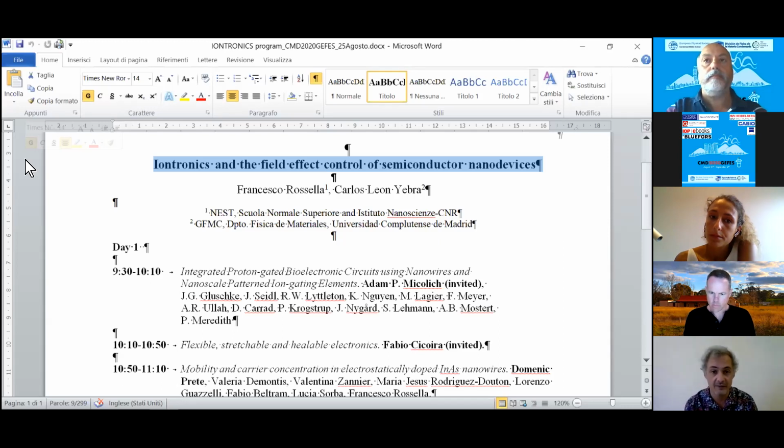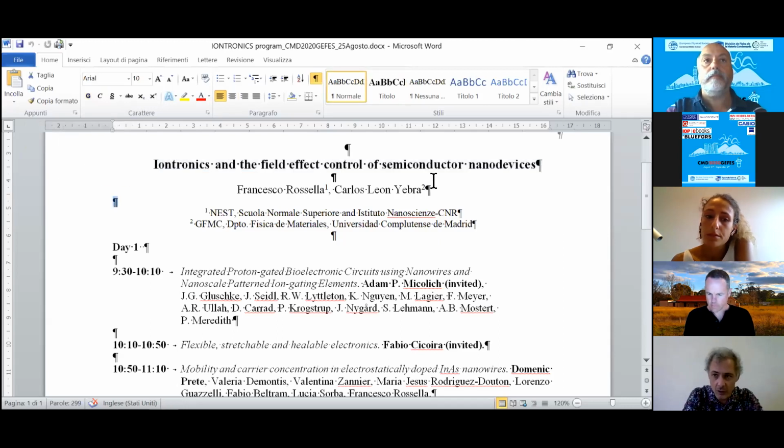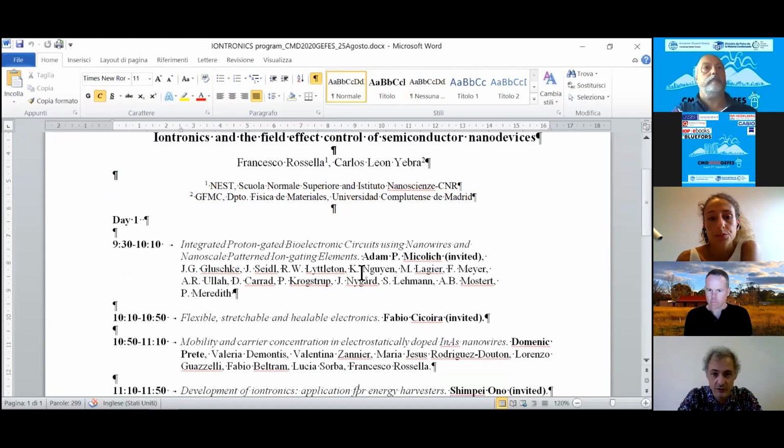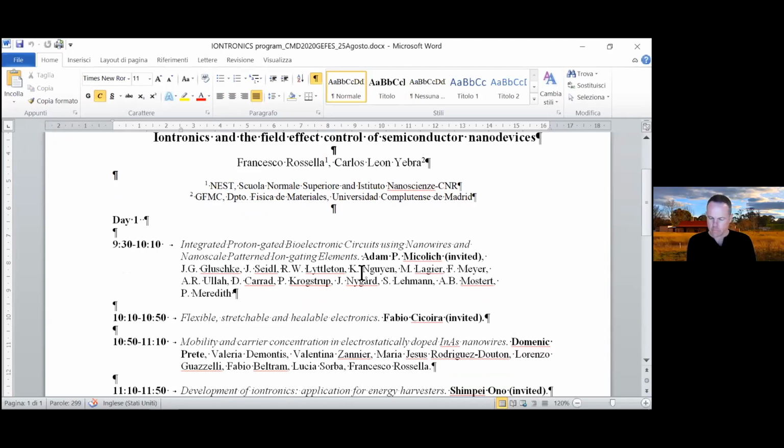Yes, I guess we can start. So here is the outline of today's session. Basically, the very first talk will be given by Professor Adam Mikulic from University of South Wales. The title of this talk is Integrated Proton Gating Bioelectronic Circuits using nanowires and nanoscale pattern and ion gating elements. So I guess we can start. Adam, the stage is yours.